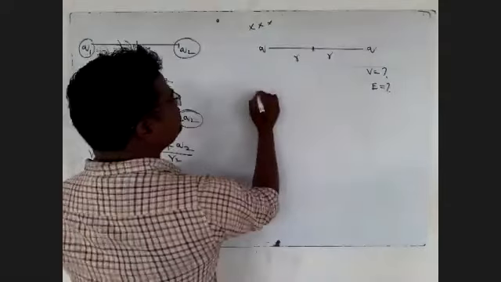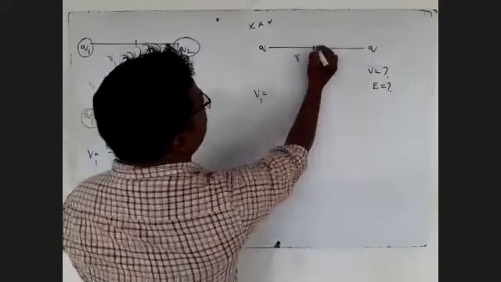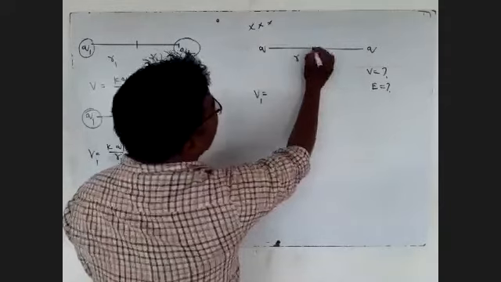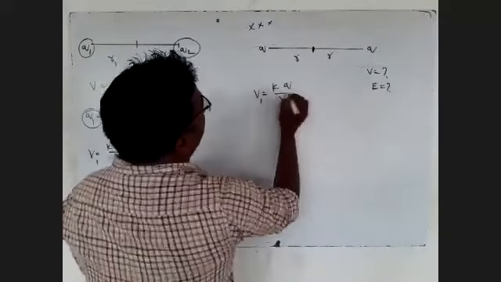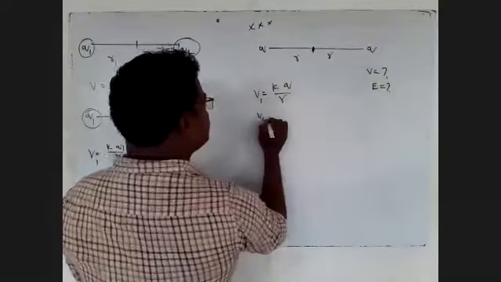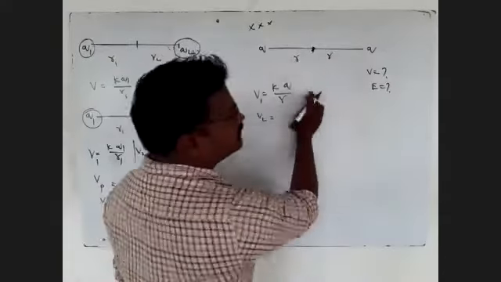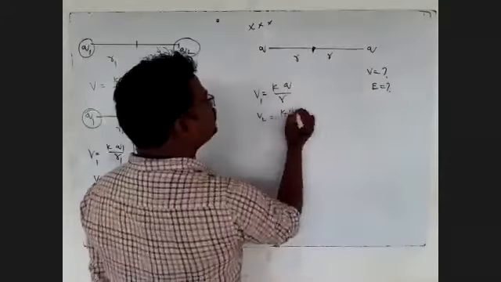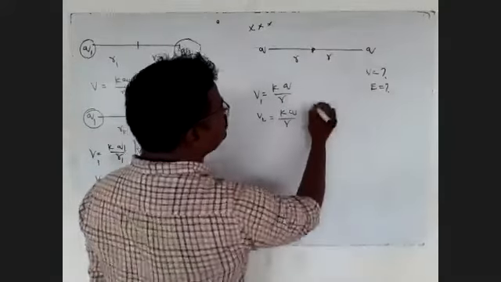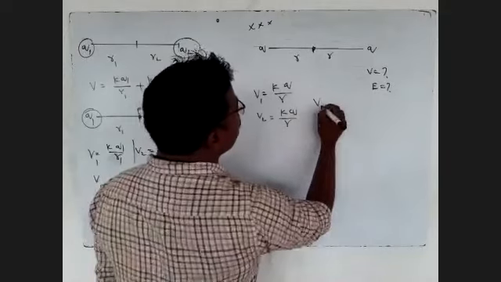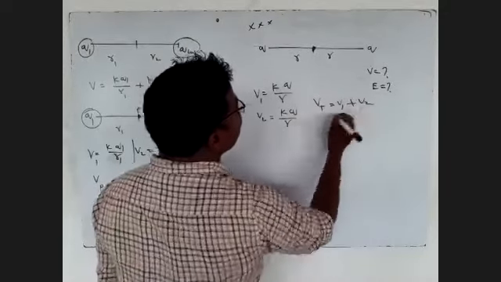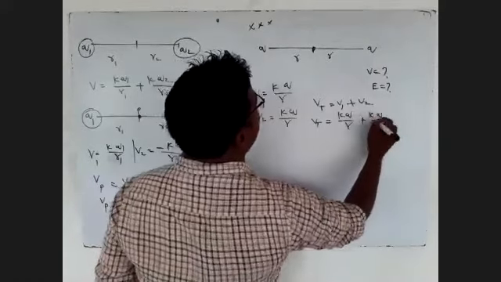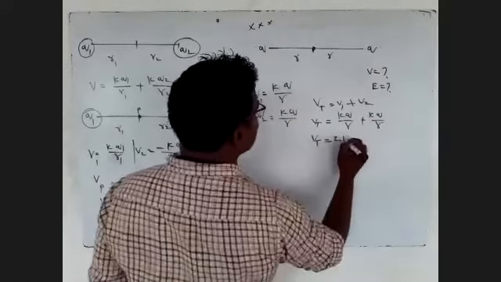So V is equal to V1 first. At this point, we have to calculate the electric potential due to the charge, that is KQ by R. Then the same for the other charge, KQ by R. So the total potential V total is equal to V1 plus V2, that is KQ by R plus KQ by R. That is, V total is equal to 2KQ by R.